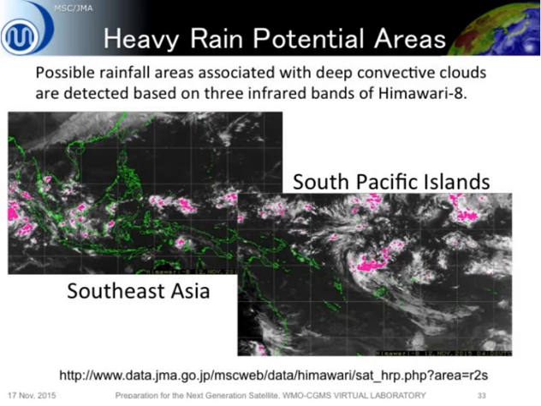And in addition to those imageries, the so-called heavy rain potential area product is also available on the site. This product provides information about the possibility of heavy rainfall associated with deep convective cloud. Those rainfall potential areas are identified by detecting convective cloud using 3 infrared bands of Himawari 8. And this product is produced for those 2 areas, Southeast Asia and South Pacific Islands.